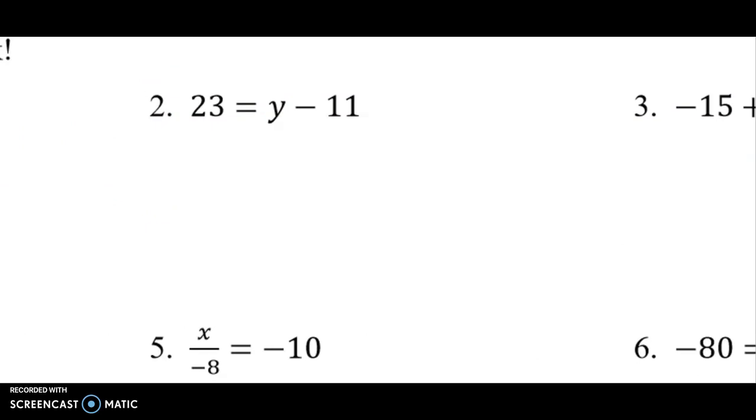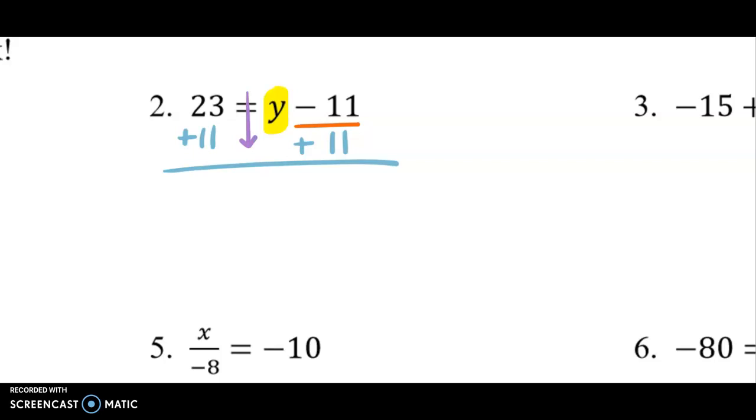Moving on to number 2. Again, our goal is to isolate this variable, and we have this minus 11 that's happening here. So in order to undo subtraction, I want to do addition. So I'm going to go ahead and add 11. Golden rule says what we do to one side, we must do to the other. So I'm going to add 11 over here as well.